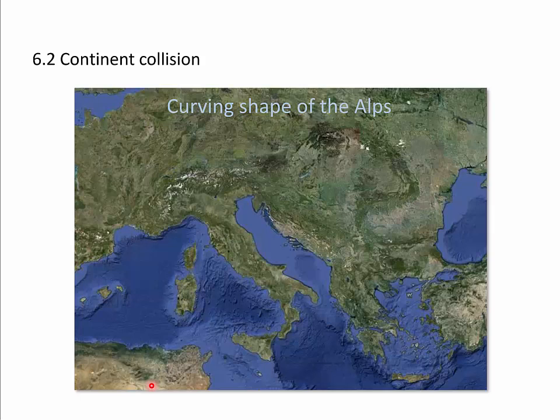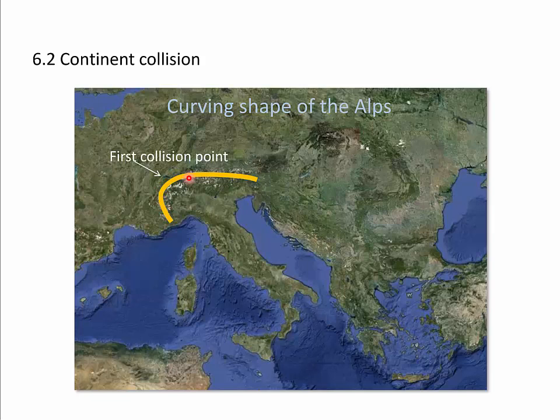A good example are the Alps and the related mountain belts nearby. I don't want to examine the Alps in great detail because that would fill a long lecture series. I want to refer to the curving shape of the main alpine orogen, which finds its continuation through the Balkans and to Turkey, and if you want, even to the Himalayas.